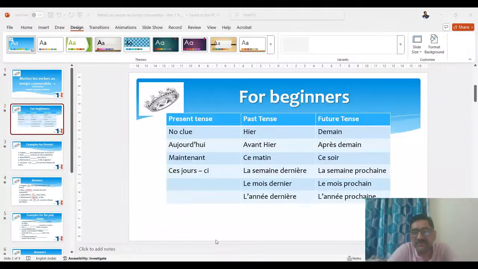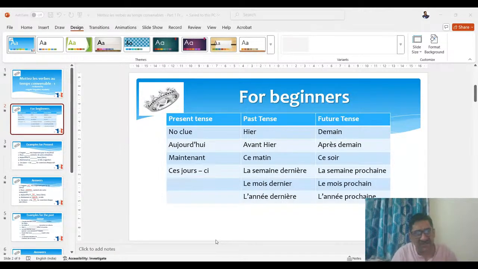This is the chart which is very, very important to decide present, past, and future. Now, what we are going to do is we are going to decide inside the past. I told you it's long action, short action. In the future, it can be two actions together.